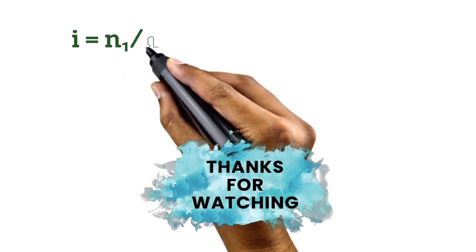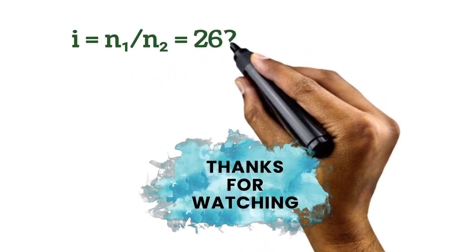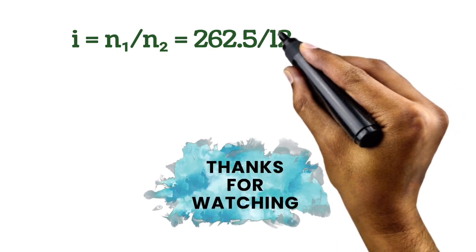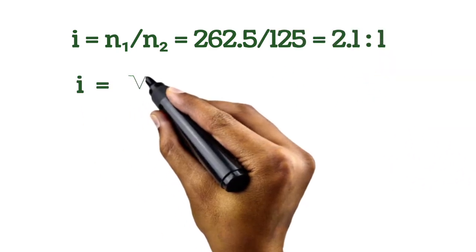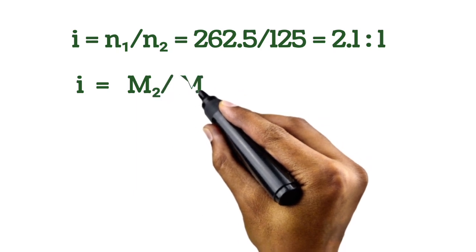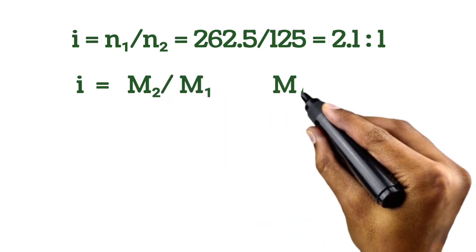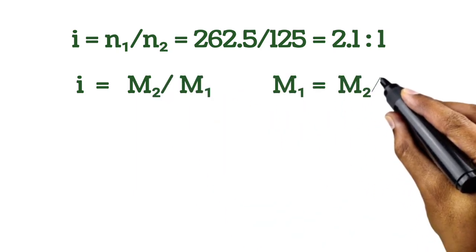I is equal to N1 divided by N2. Substitute the value for N1 and N2. I will give us 2.1:1. I is also equal to M2 divided by M1, making M1 subject of the formula, we have M1 is equal to 5 Newton meter.